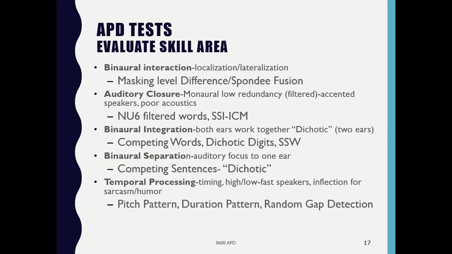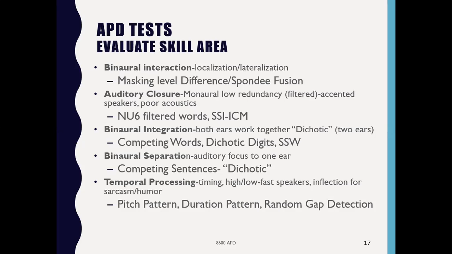The next 2 go together in the category of dichotic testing, and it's binaural integration. If we give different information to both ears, can we hear both? And then conversely, binaural separation: can we prioritize listening by ignoring what's happening in one ear and listen in the other?